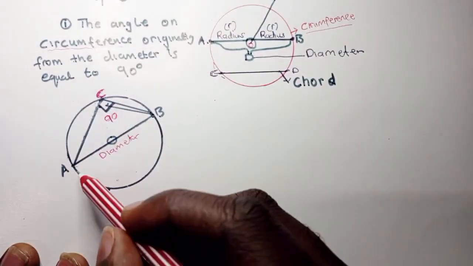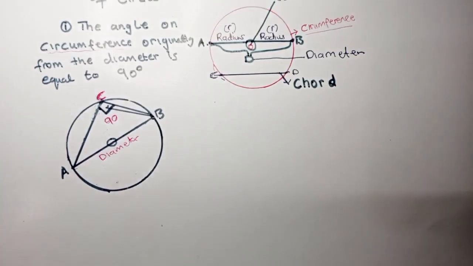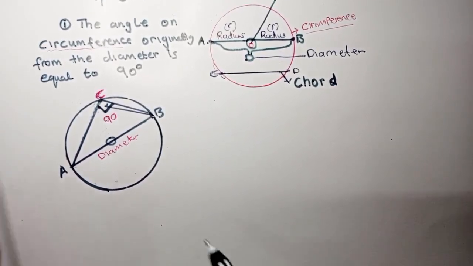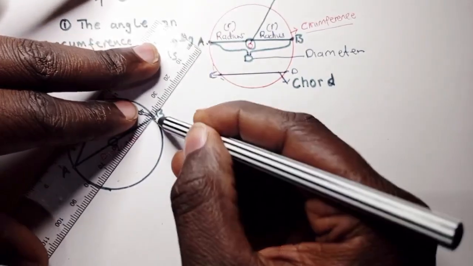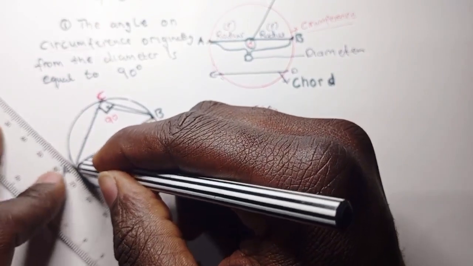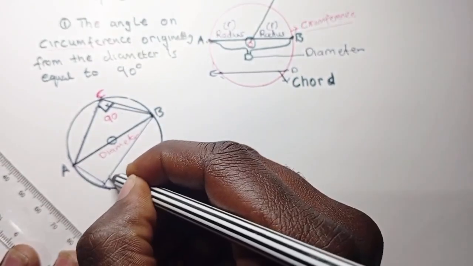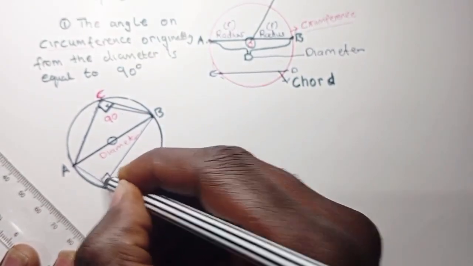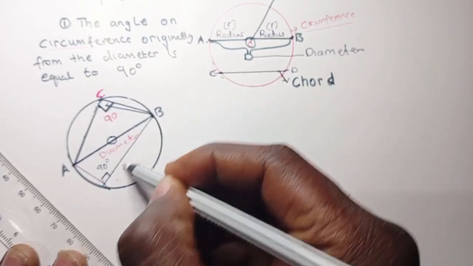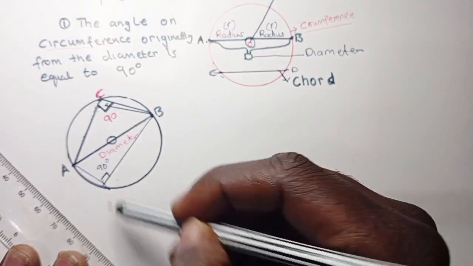So even in cases where it originates anywhere, so long as it's coming from the diameter, it can even be somewhere there and it goes like this. So long as it's coming from the diameter and it's on the circumference, this still is 90 because its origin is the diameter. This is where it's originating from. So you have 90 and 90 there.